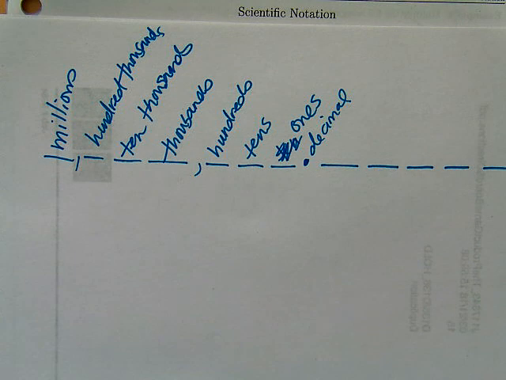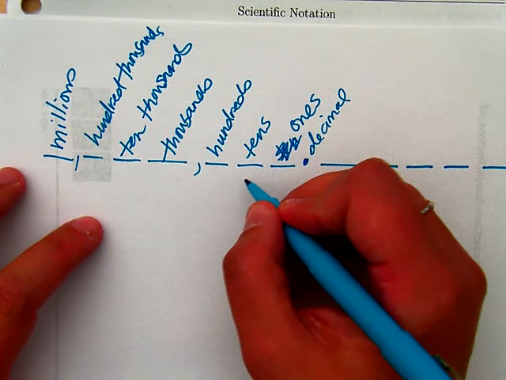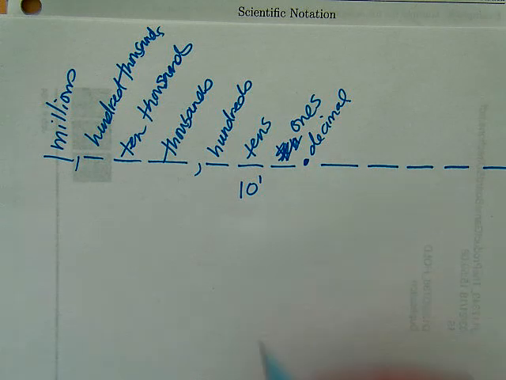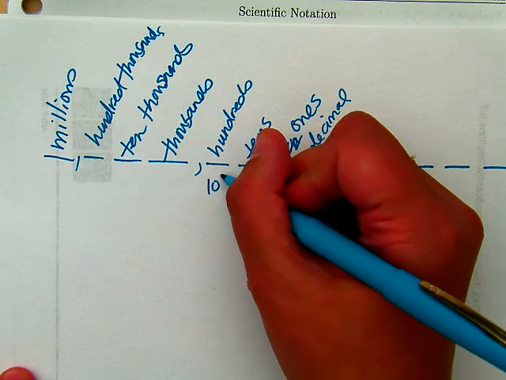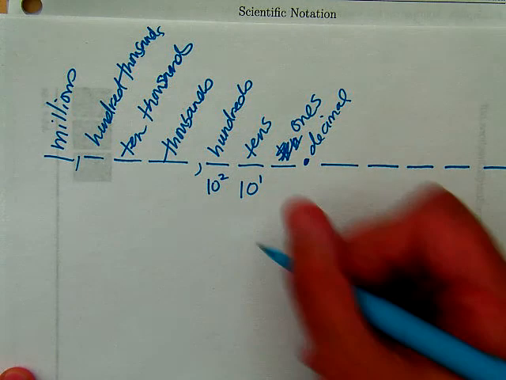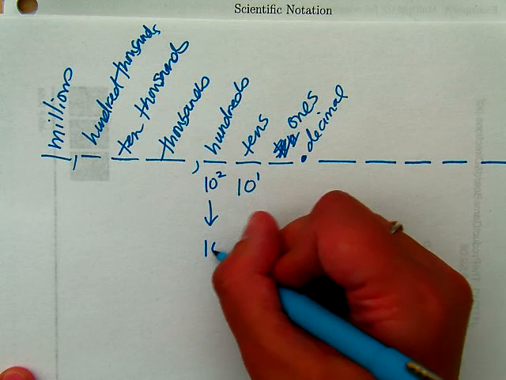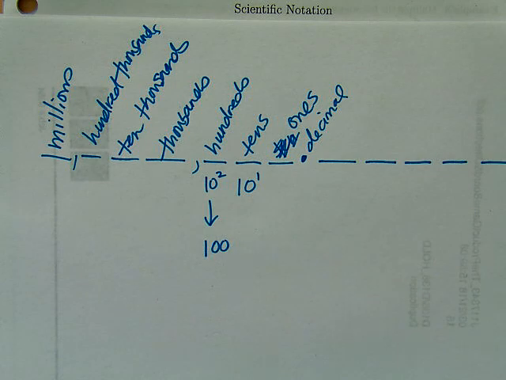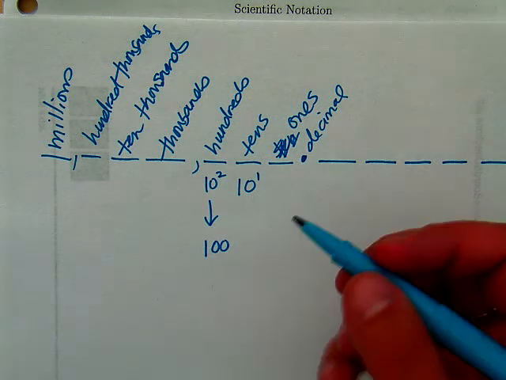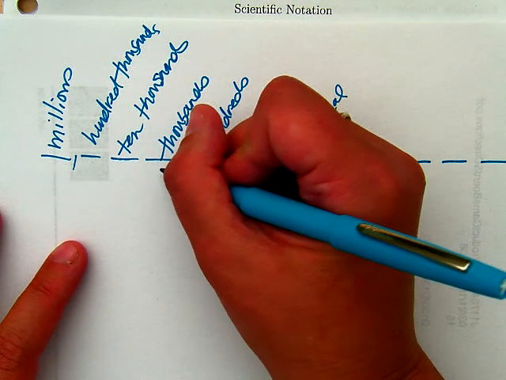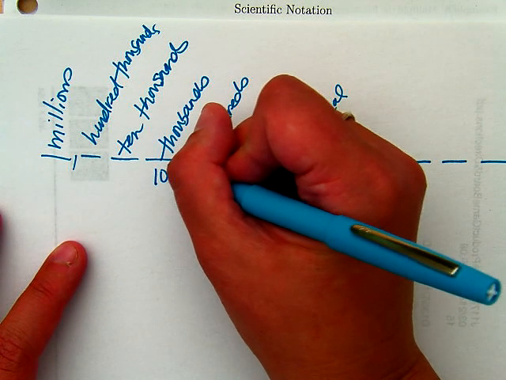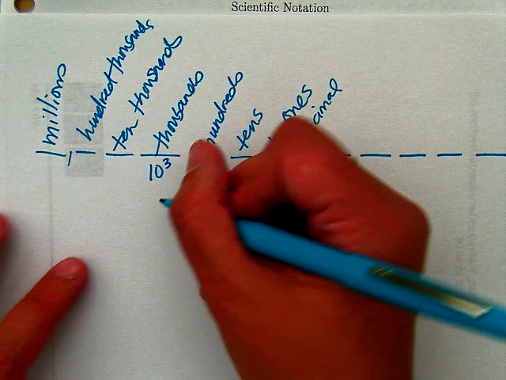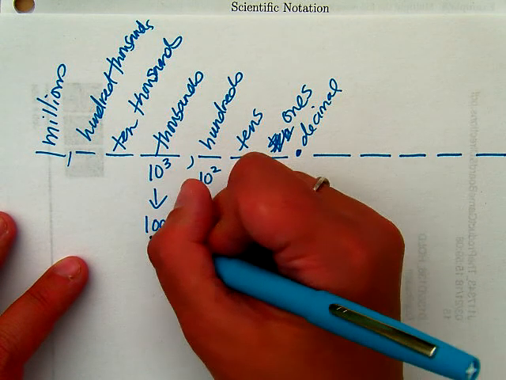So what we're talking about when it comes to exponents: 10 is worth 10 to the first power, correct? 100 is 10 times 10, or 10 to the second power. So 100 is a 1 followed by 2 zeros. That exponent of 2 tells me to put 2 zeros there. 1,000 is going to be times another 10. That's 10 to the third power. 1,000 is 10 to the third power. That's a 1 followed by 3 zeros.